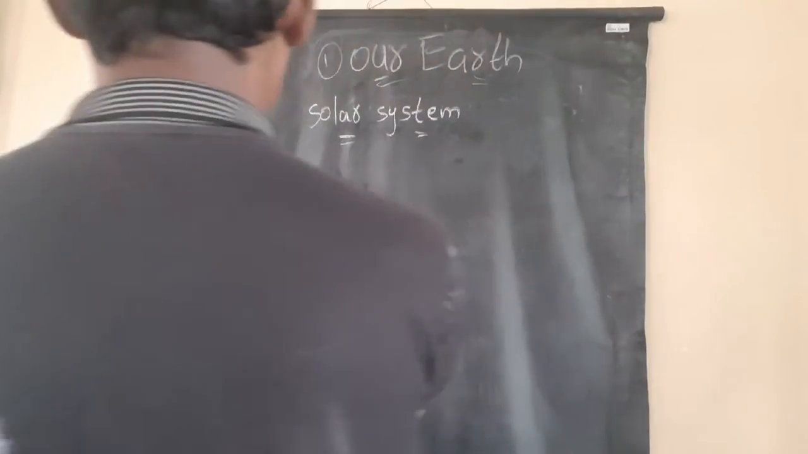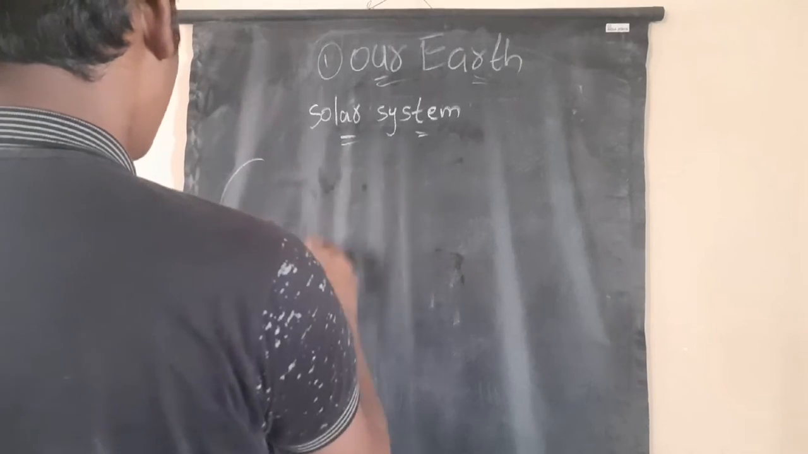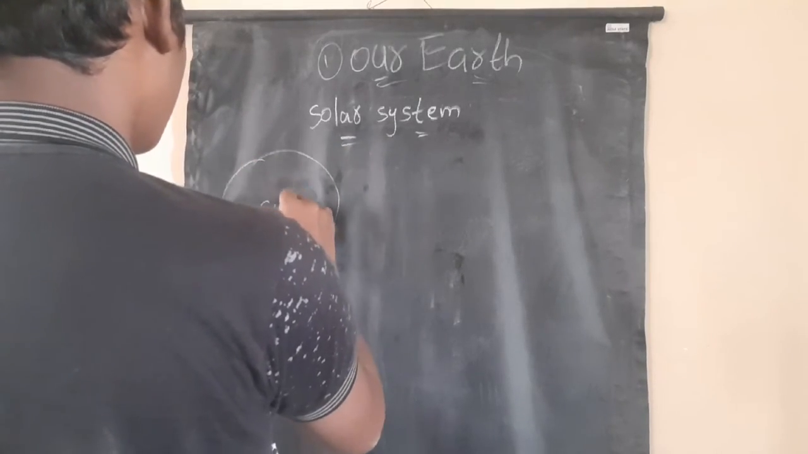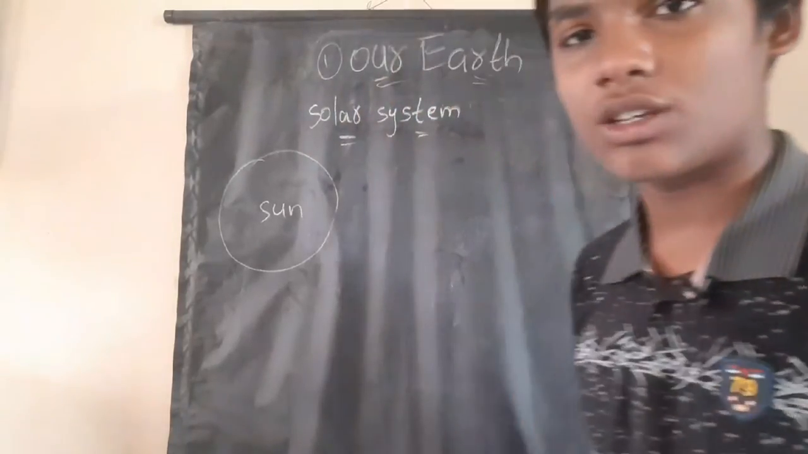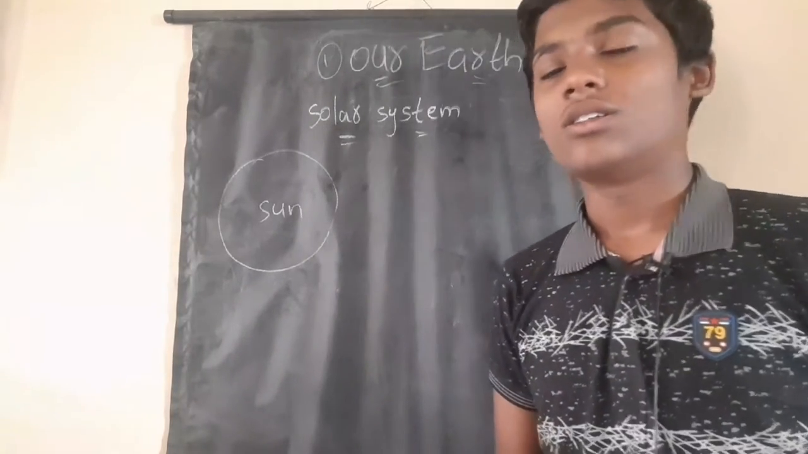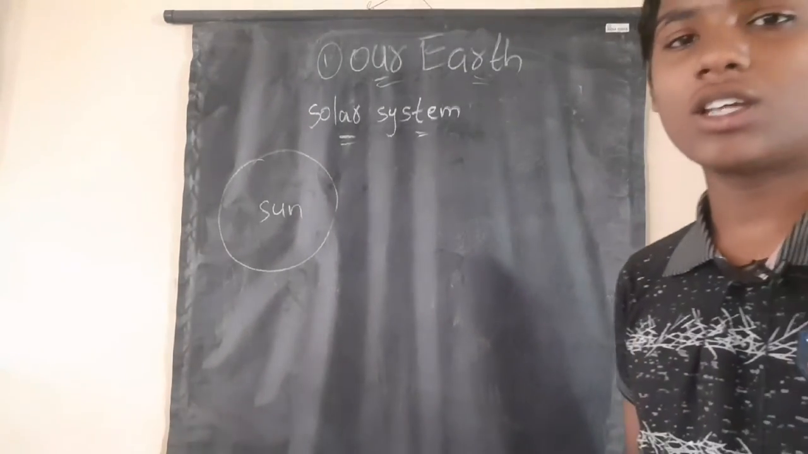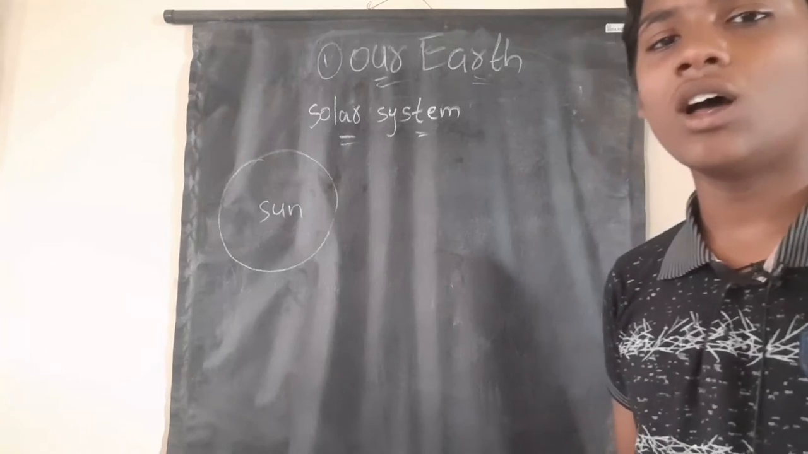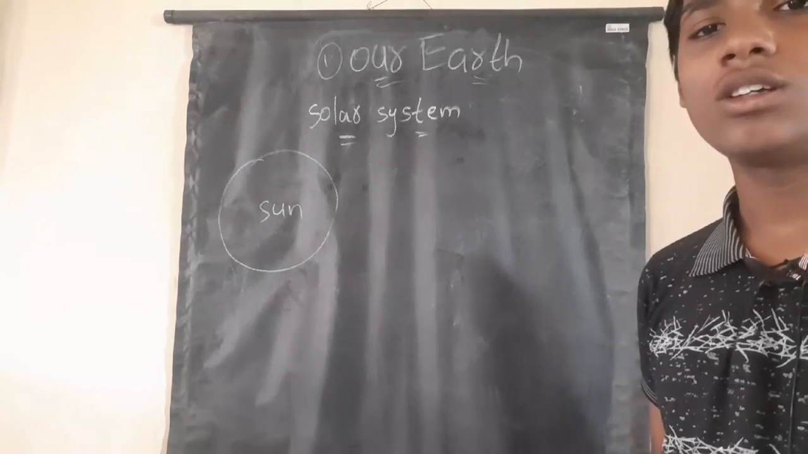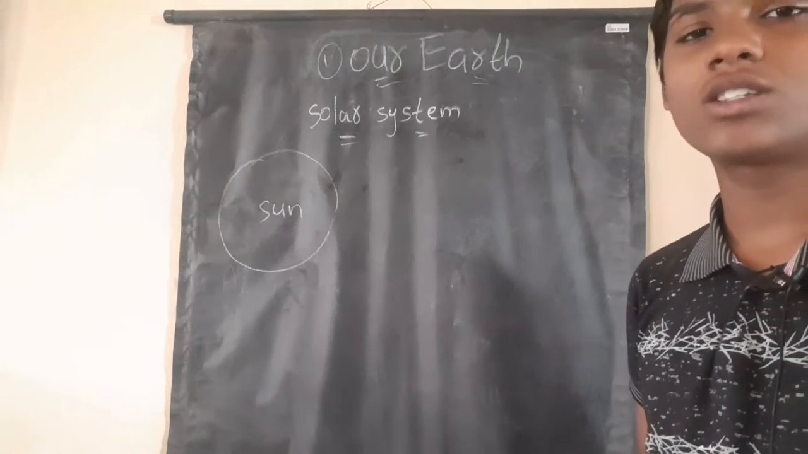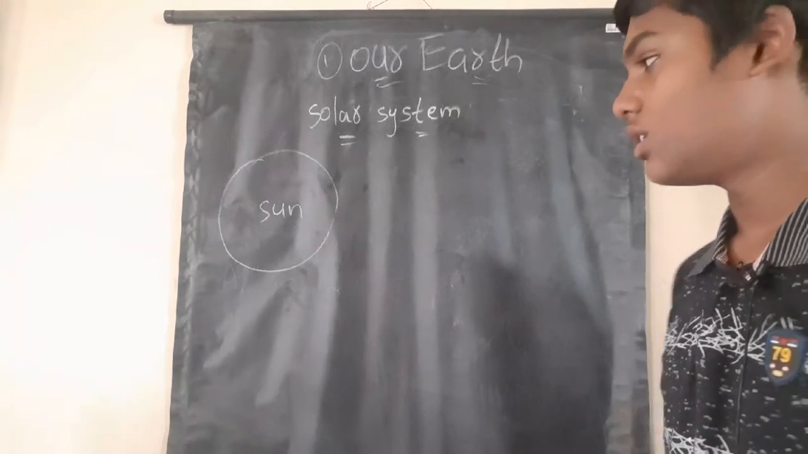So first of all, the sun is formed. We know how the sun is formed. After the Big Bang, the sun is formed because of the huge blast. In that huge blast, hot objects together formed the sun.